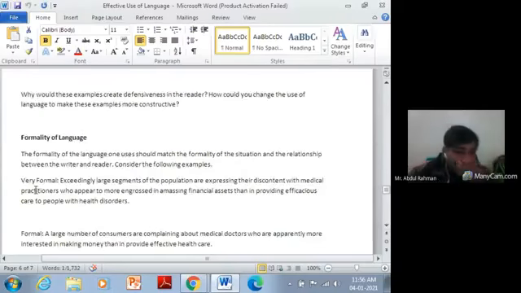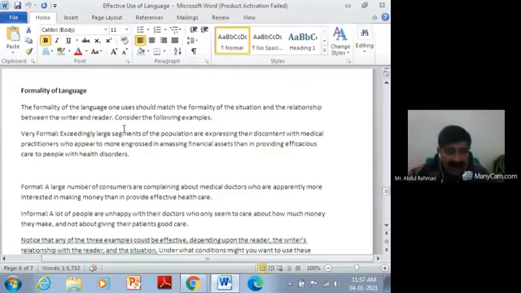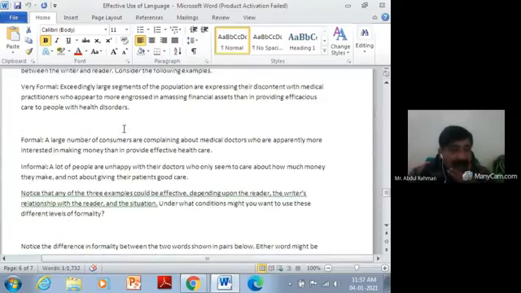Then the formality of the language, right? In all of our documents, or for every document, either technical or academic, we need to use formal language, but that formality should be in accordance with the reader's circumstances, situation, norms, culture, rights, etc. Right? So watch here all three examples: formal, informal, and very formal. First of all, I would like to start with the very formal one.